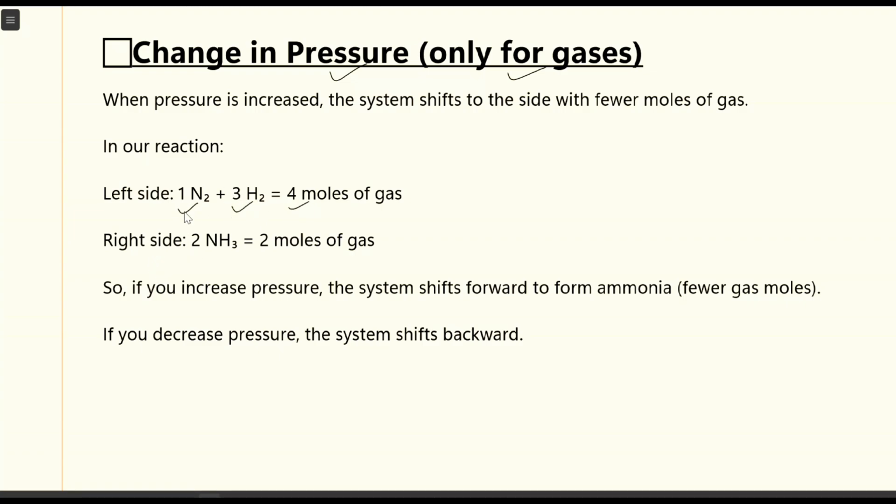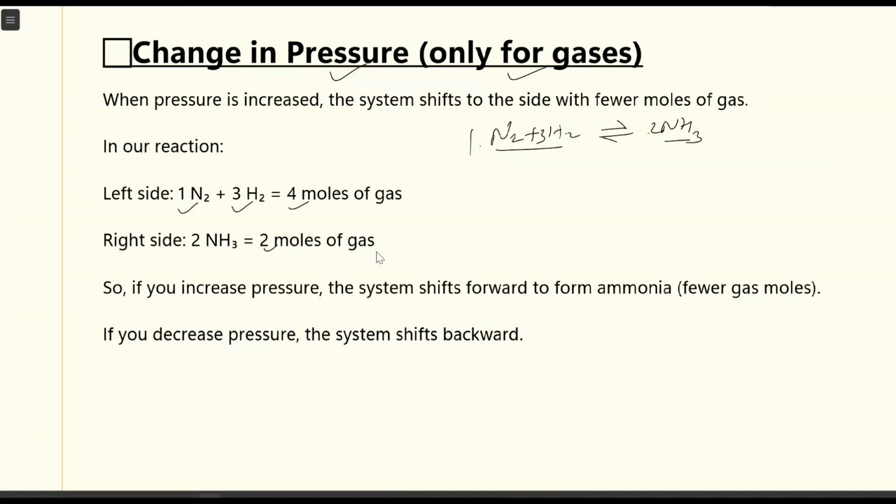This is on the left side. 1 mole plus 3 moles is equal to 4 moles. On the right side, N2 plus 3H2 giving 2NH3. 1 plus 3 is 4 on the left side. In the right side, what is the number of moles?